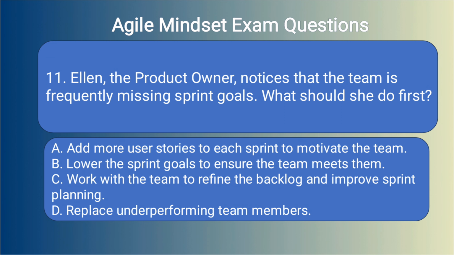11. Ellen, the product owner, notices that the team is frequently missing sprint goals. What should she do first? A. Add more user stories to each sprint to motivate the team. B. Lower the sprint goals to ensure the team meets them. C. Work with the team to refine the backlog and improve sprint planning. D. Replace underperforming team members.